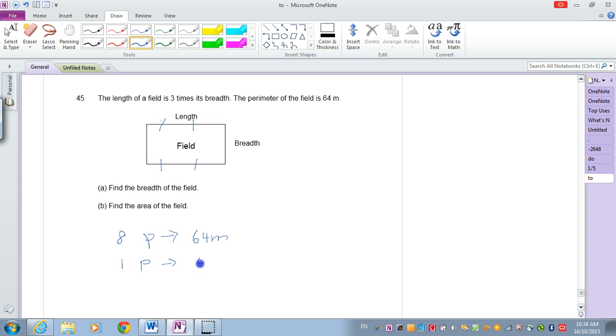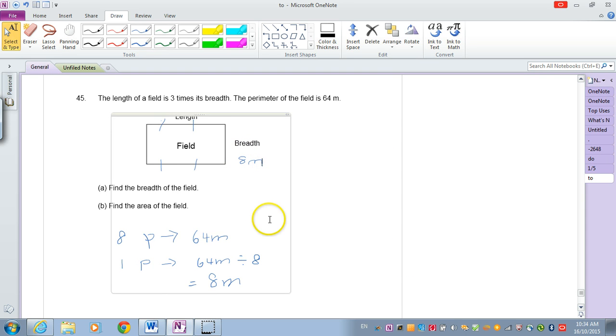So I have to use 64 meters divided by 8. Now if you know your 8 times table, you know that 8 times 8 gives you 64. So 1 part is actually equal to 8 meters. So the breadth is only 1 part, so the breadth is actually 8 meters. So your answer for part A is 8 meters.